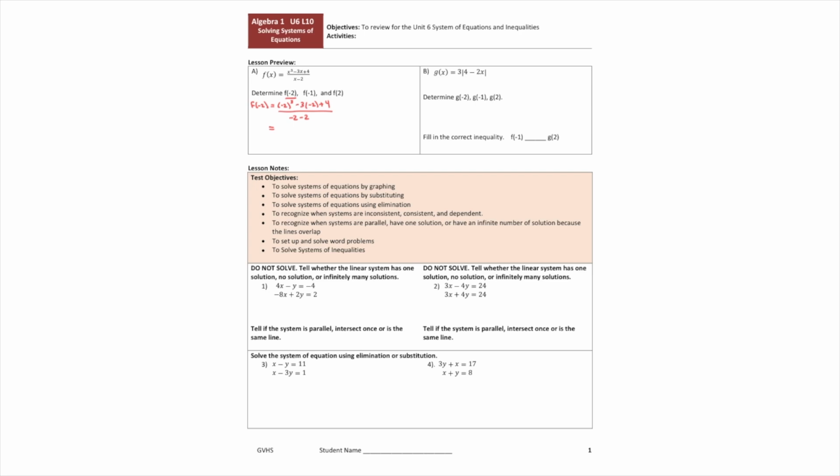Simplify the numerator, get an answer. Simplify your denominator, get an answer. And then you can simplify your ratio. As you look at f at -1 and f at 2, one of these does not exist. Can you figure out which one?